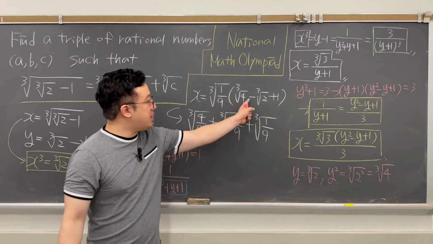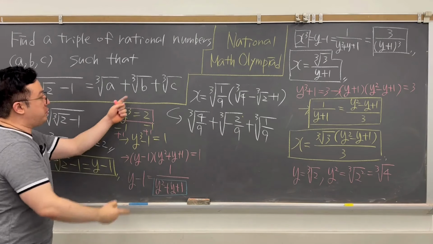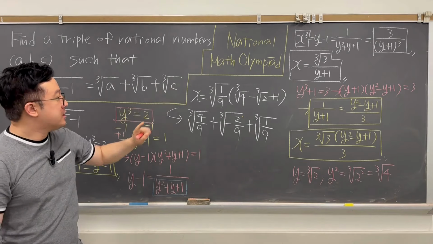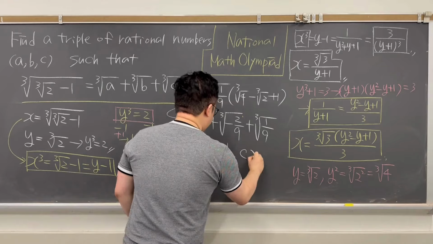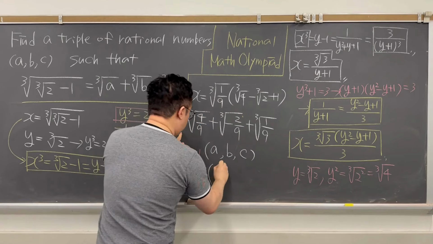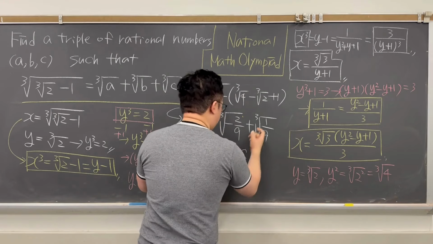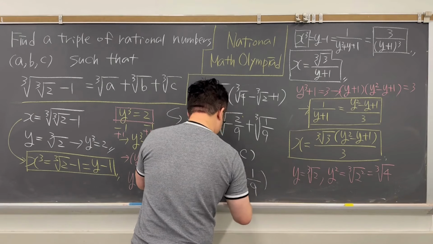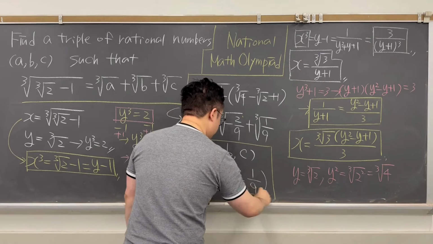We push this negative sign back into the radical because we have cube root of a plus cube root of b plus cube root of c. So that's why we already got an answer. Your a, b, and c is now 4 over 9, negative 2 over 9, and 1 over 9. That is the final answer for this question.